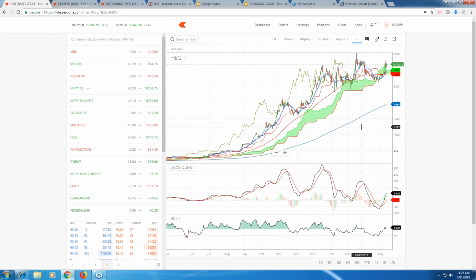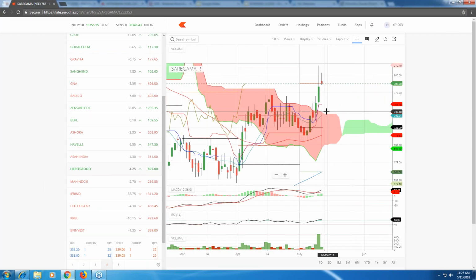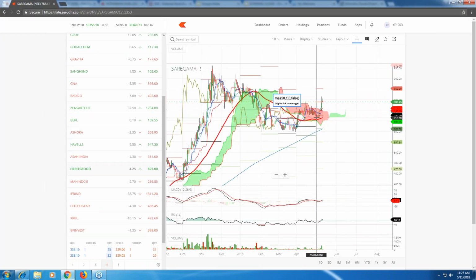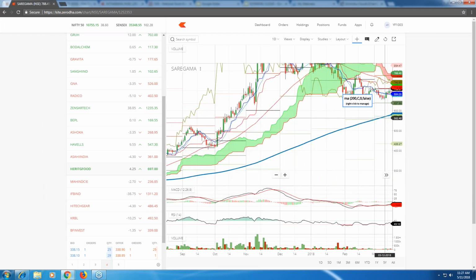Like this is the stock I have just filtered out. It is a stock, Saregama. It's just pierced the cloud. And if I see this leading span as green, and if I see this at an angle, it's an indication enough for the stock to move ahead, right? So let's take up an example.